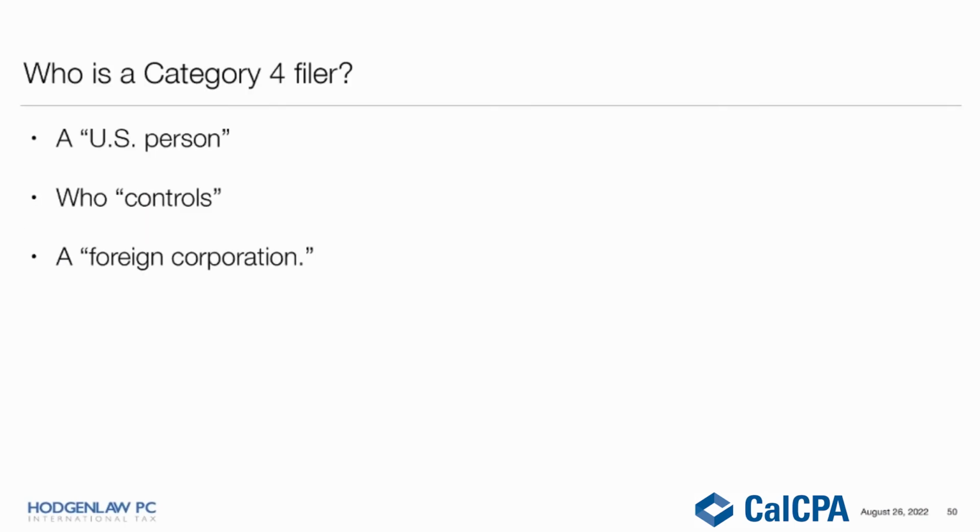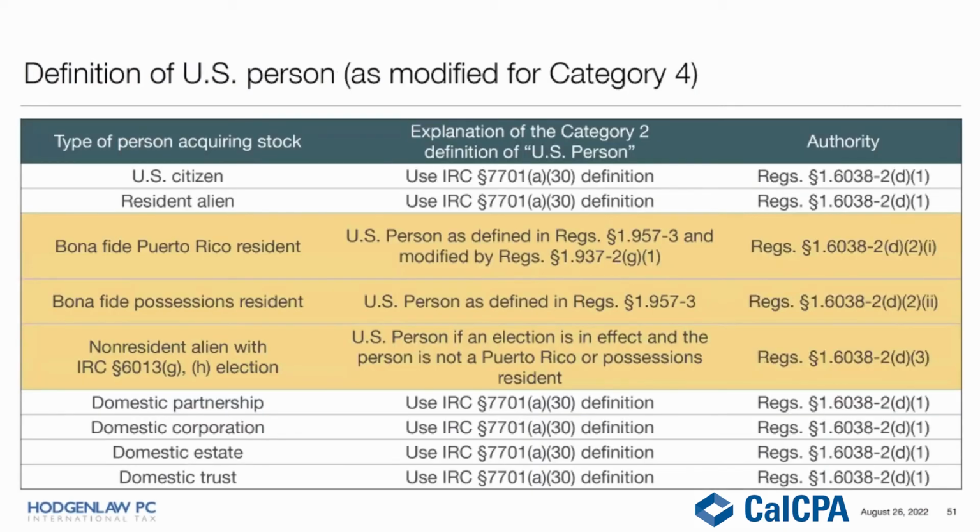Category 4. Category 4 is a US person who controls a foreign corporation. So note what's not here, but it's here by implication. US shareholder does not appear on the face of the definition, and controlled foreign corporation does not appear on the face of the definition. Again, we've got these traditional diagrams showing the different definition of US person for category 4 purposes. And again, we have Puerto Rico, the possessions, and the non-resident with the 6013 elections. So work with that.